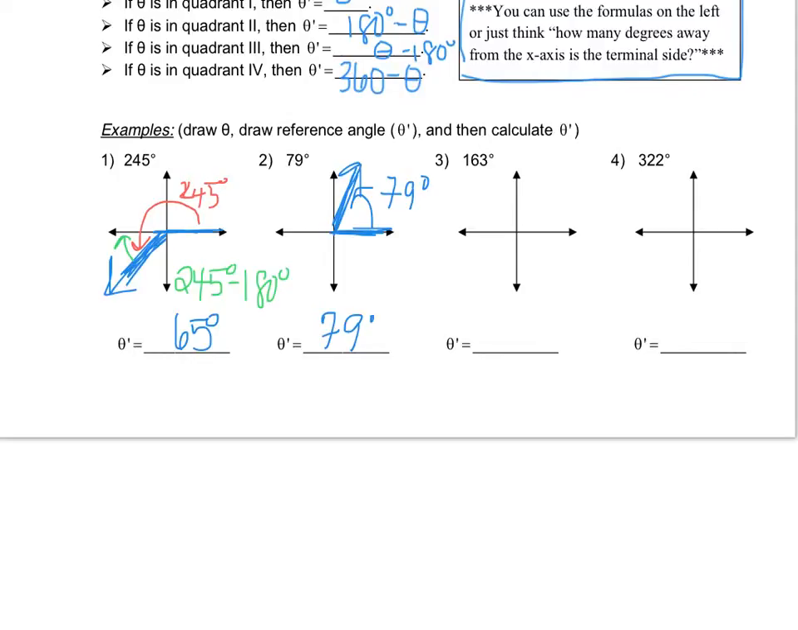Okay. If we look at the third example, we're going to be in the second quadrant. So this is 163 degrees. And I want to find the reference angle from the terminal side to the x-axis. So if the x-axis is at 180, I take 180 minus 163, and I get 17 degrees. Okay. All right, go ahead and take a moment and try number 4 on your own, please.